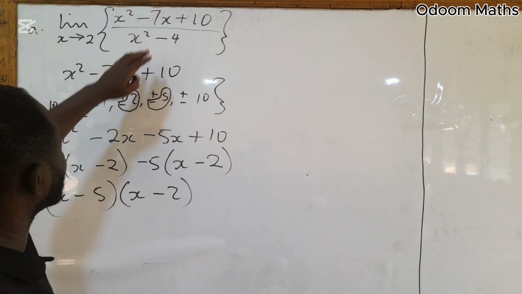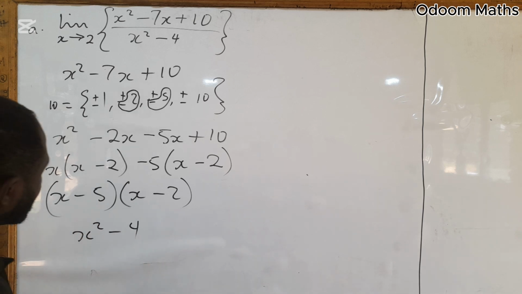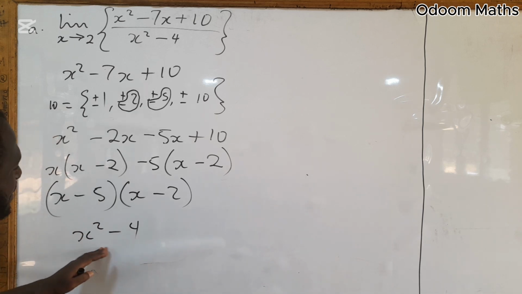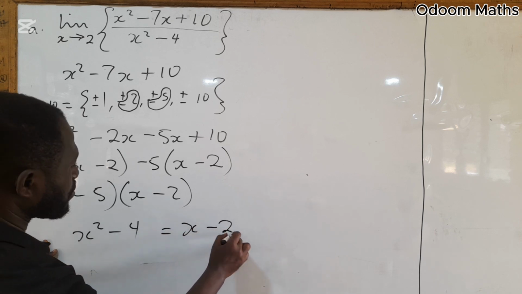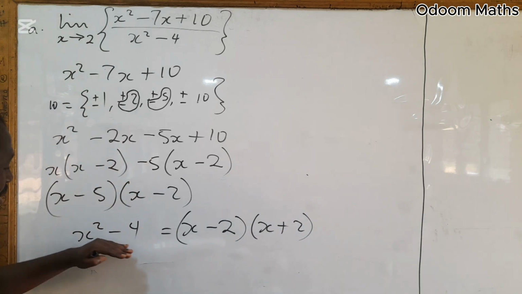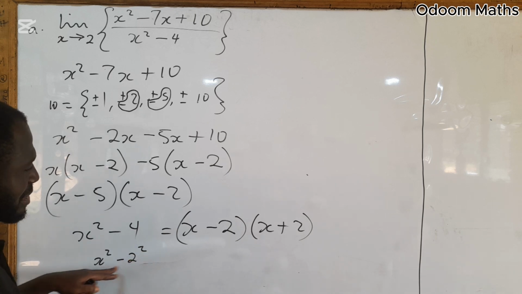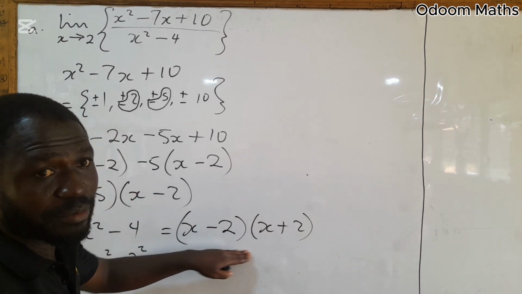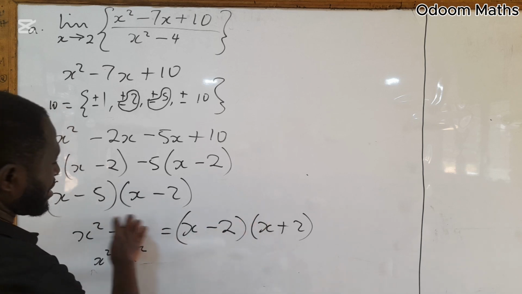So let's look at that of the denominator, which is x squared minus 4. And we can rewrite this as x minus 2 times x plus 2. So that is difference of two squares. This is the same as x squared minus 2 squared. And when we have this, that is how we can resolve it, or we can break it. So this will give me this.